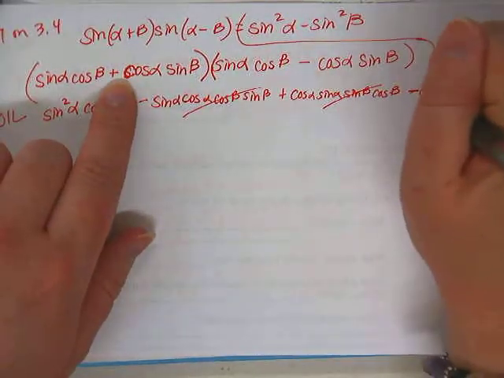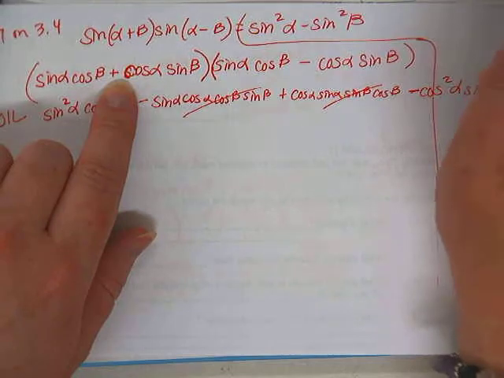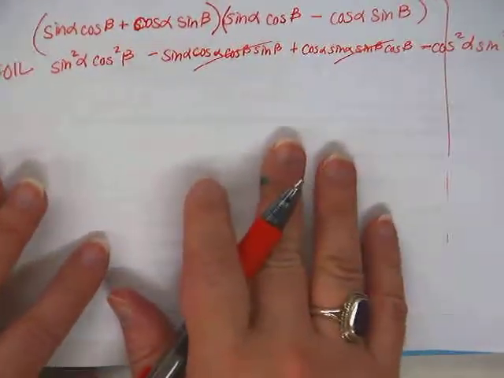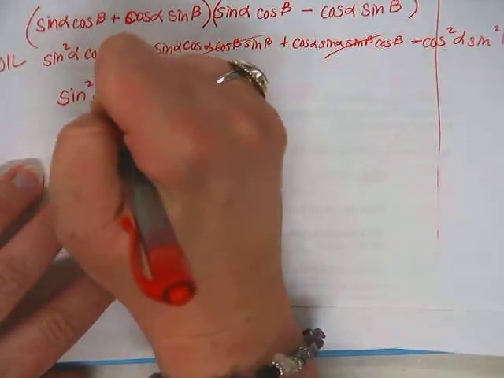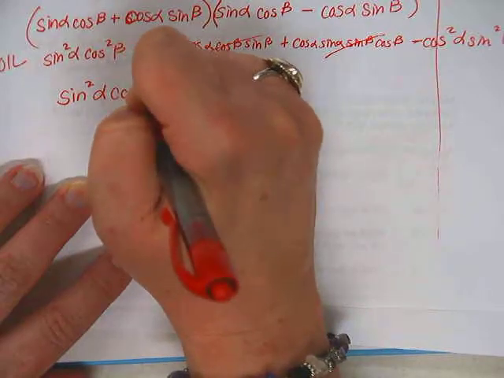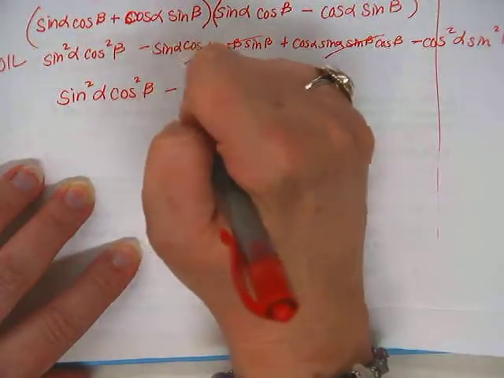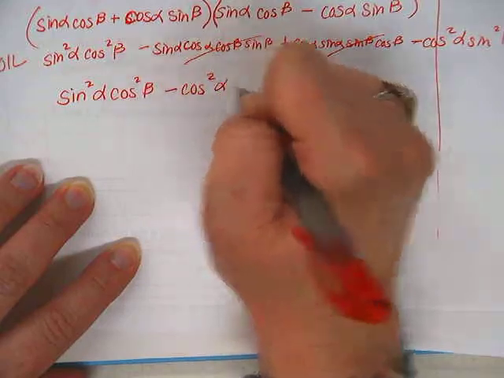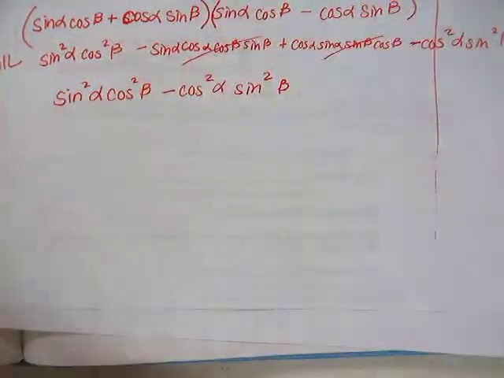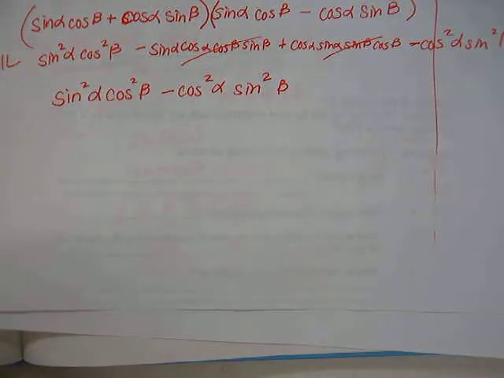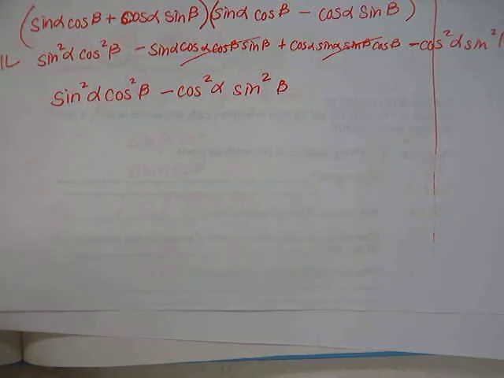Then we do our last terms. So that is positive times a negative is a negative. Cosine squared alpha sine squared beta. Okay, so those two canceled out. And so I'm left with, let's just rewrite this, sine squared alpha cosine squared beta minus cosine squared alpha sine squared beta. Okay. Any ideas on what I can do next?